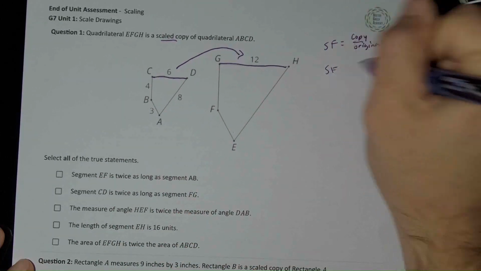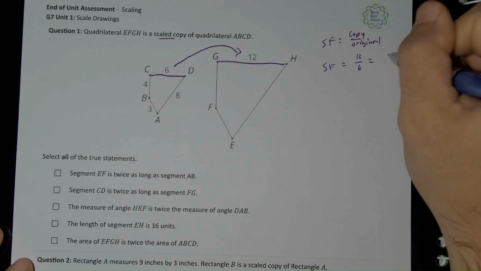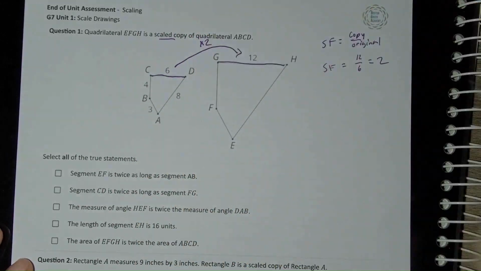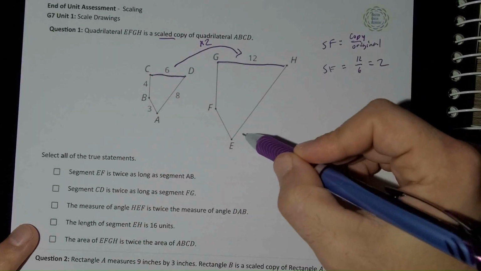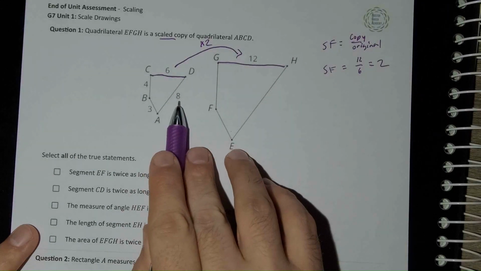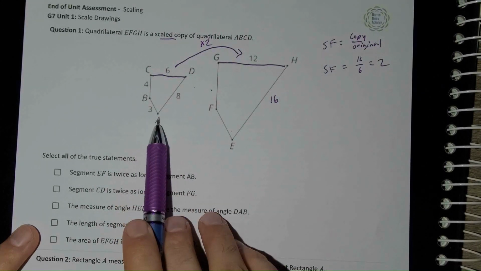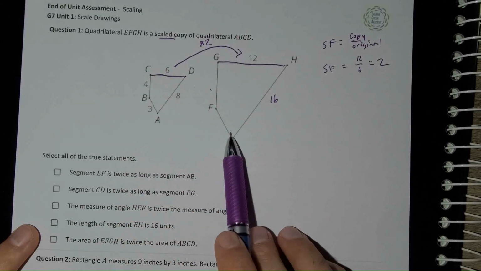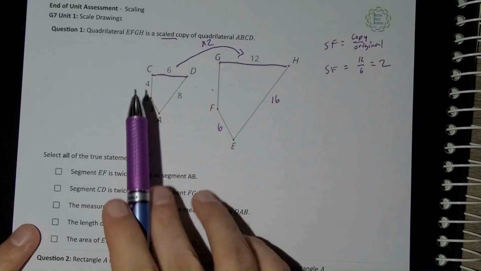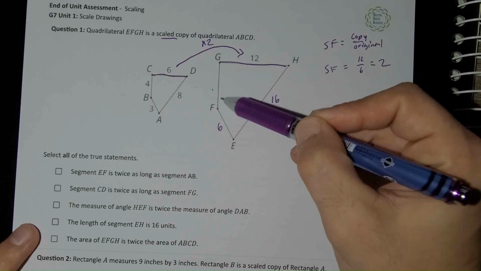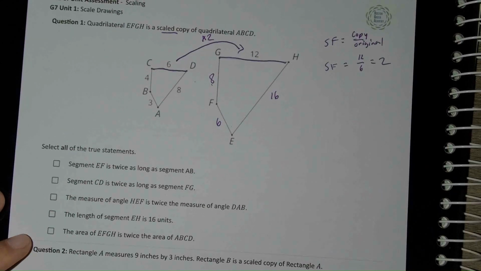So we take two corresponding sides, our copy over our original, so 12 over 6, which gives us a scale factor of 2. Now we know we can multiply each corresponding side by 2. Segment AD has a corresponding segment of EH, so 8 times 2 gives us 16. BA measures 3, so its corresponding segment, FE, is 3 times 2, which is 6. And finally, CB has a corresponding segment of GF, so 4 times 2 gives us 8. Now we can use this information to select all of the statements that are true.